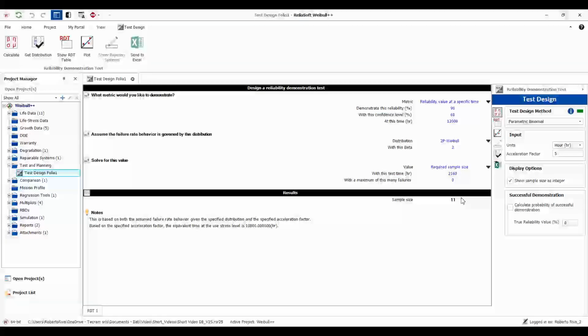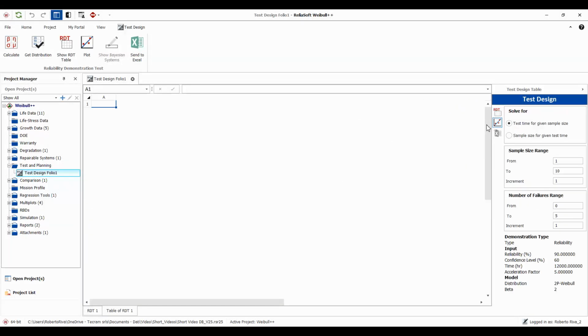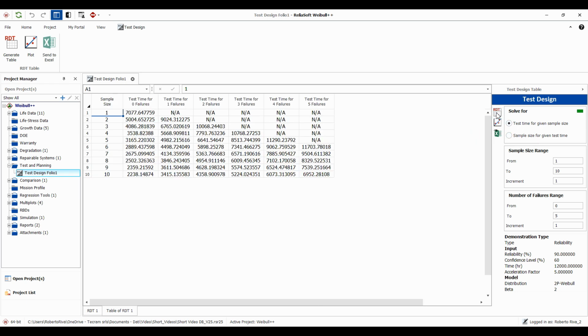Alternatively, obviously, this pins us to a specific solution, but what we can do also, we can click on this reliability demonstration table, and we have a sample size from 1 to 10, and the number of failures. We haven't explored the number of failures so far, so we just create this table, and here is our table. So we have a sample size of 10, and it simply tells us, say if you've got 10 units and you're running 10 units at 2,238 hours, then none of them must fail to demonstrate the reliability target that we are proposing.